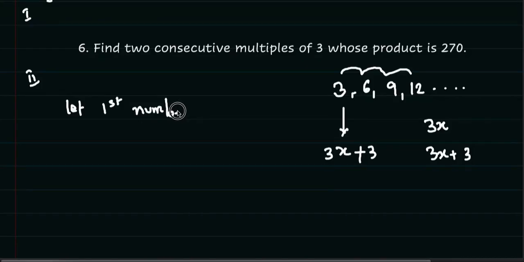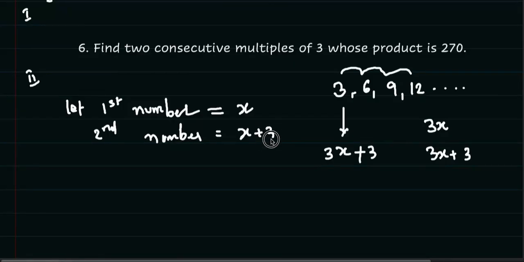Let our first number, which is a multiple of 3, be x. And the second consecutive multiple of 3 becomes how much? The second number becomes x plus 3. Got it? Forget about 3x plus 3. Without doing that also, we can get the answer.